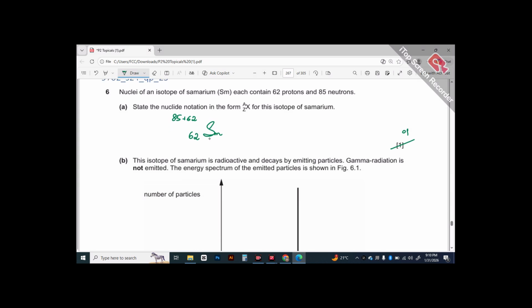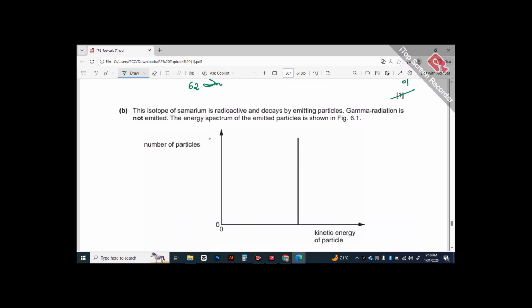Let's be very efficient and start marking ourselves. This isotope of samarium is radioactive and it decays by emitting particles. Gamma radiation is not emitted. The energy spectrum of the emitted particles is shown here. Number of particles, multiple particles having this energy, a fixed value of energy, are emitted.